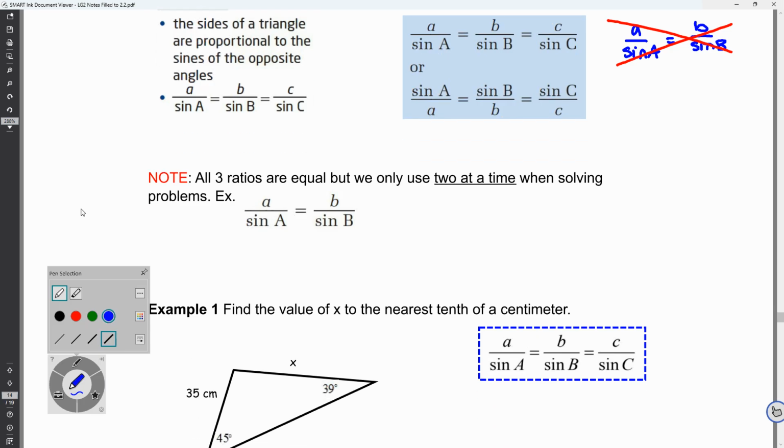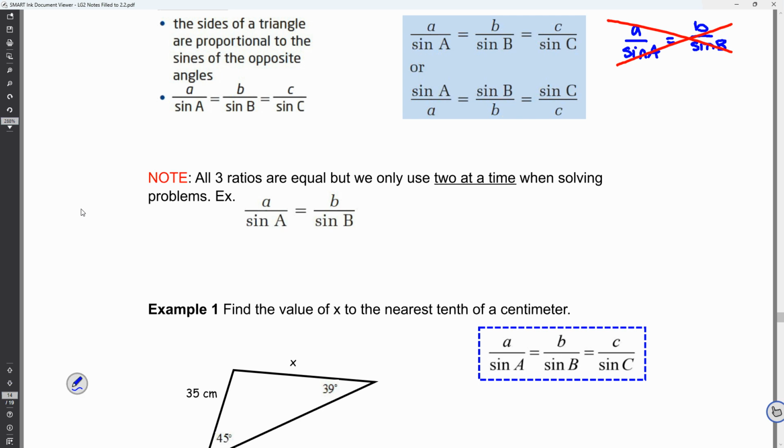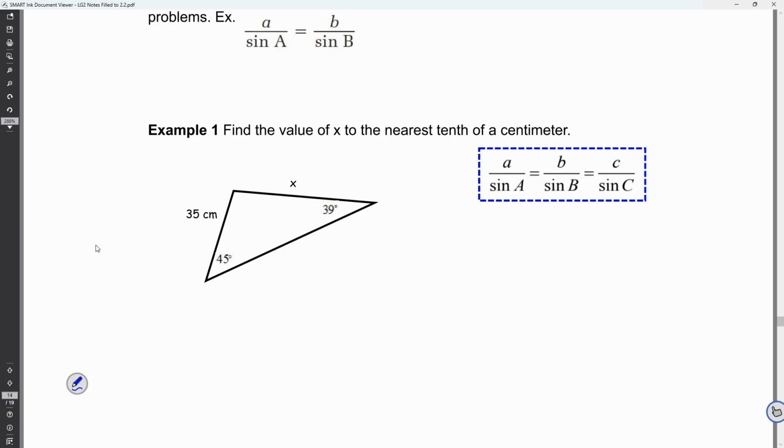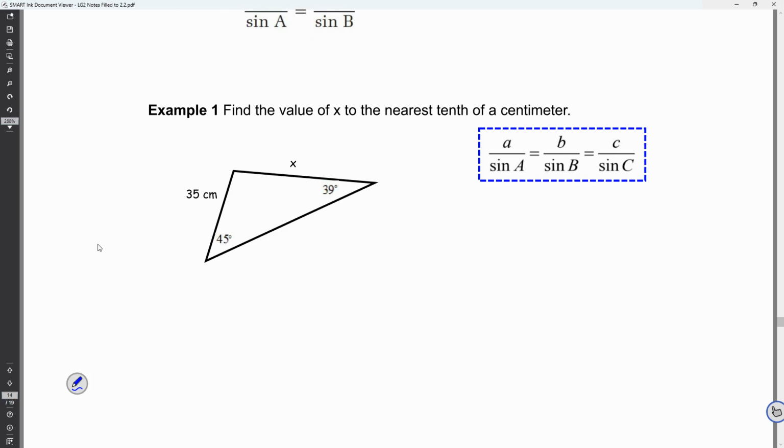A special note: although all three ratios are equal, we only use two at a time when solving problems. So we don't use all three at a time, which makes this formula a lot easier. Let's show an example. Find the value of x to the nearest tenth of a centimeter.